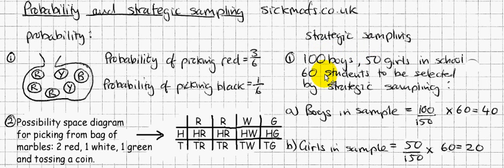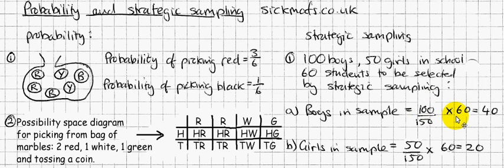So I'm going to take a sample of 60 students from my school of 150 students, where there are 100 boys and 50 girls. Okay, now because I want my sample to represent fairly the rest of the school, I want the same sort of proportion of boys and girls in my sample of 60 students. So what I'm going to do is work out how many boys there should be in the sample. Well, there are 100 boys out of the 150 students in the school. So that is how much of my sample should be boys.